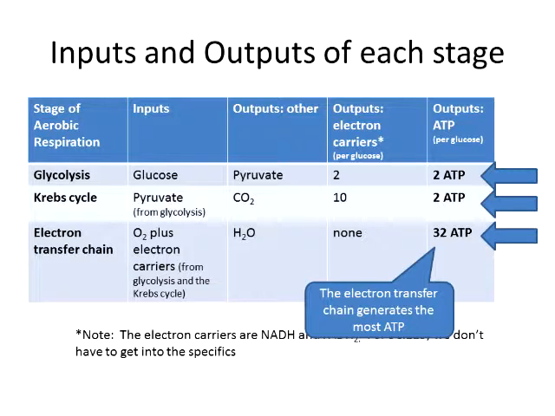Remember that the main function of aerobic metabolism is to generate ATP. The last column of the chart shows the ATP that's generated. As you can see, most of the ATP is generated in the electron transfer chain stage. However, in order to get to that point, you have to go through the other two stages first.